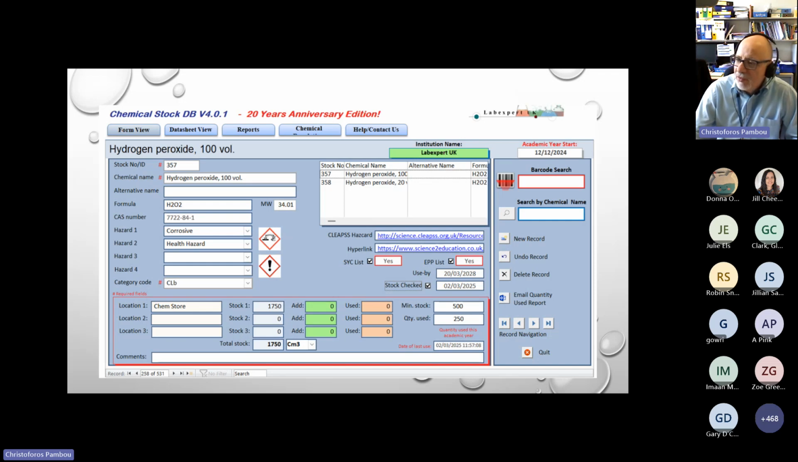A couple of screenshots of the Labexpert software here. This is the chemicals. One of the things that we have in our 20-year anniversary edition is that we have included the Secure Your Chemicals list. So we can see the hydrogen peroxide 100 volume. We've seen it on the list, and therefore it's ticked, and therefore it's there. So when you search for the chemical, it comes up. And we know it's now under the EPP list.